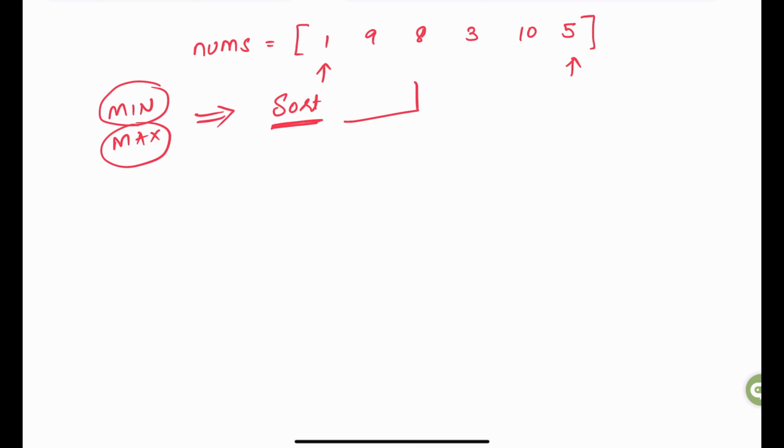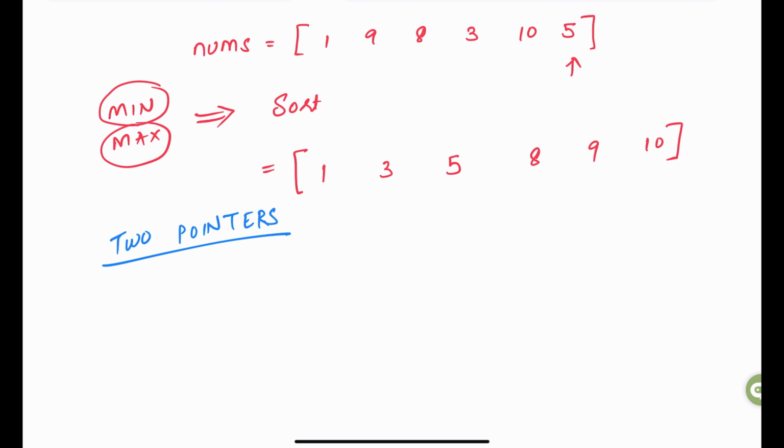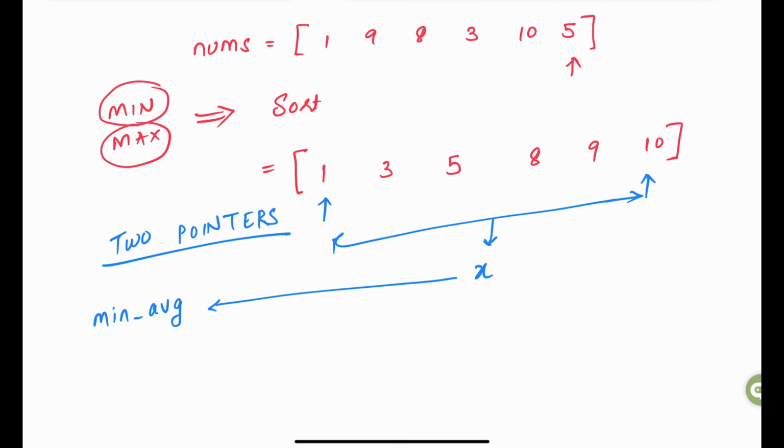After applying the sort on this input, the array would look something like this. Now we can use two pointers where the first pointer will be pointing at the minimum value, that is the value on the far left, while the second pointer will be pointing at the value on the far right, which will give us the minimum and the maximum value. And use the two numbers to calculate the average. And instead of saving all the averages for all of the pairs, we'll use a variable minimum average to record the minimum one amongst all of those.